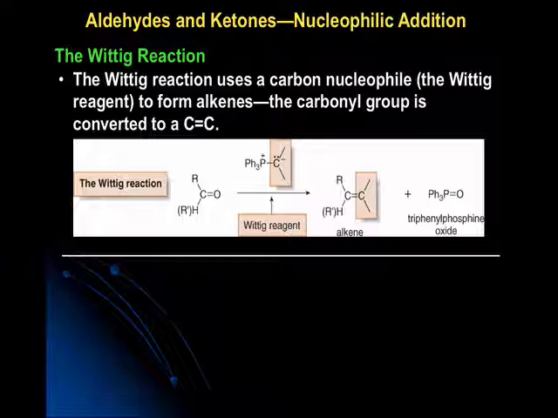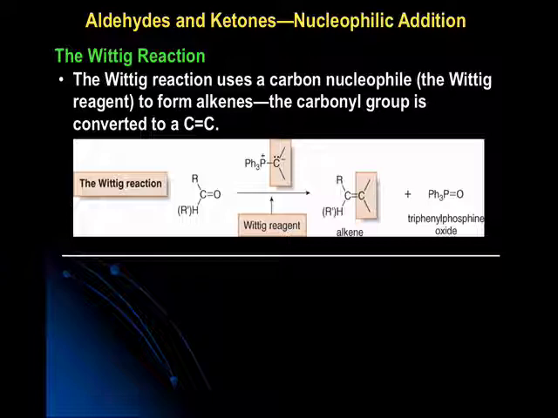Is this reaction atom economical? If you want to make an alkene, is this the way to go on an industrial scale? It's pretty big. I got 3 benzene rings, a phosphorus atom, and a bunch of other stuff, right? It turns out that triphenylphosphine oxide has a lot of mass to it, and it's the waste product.